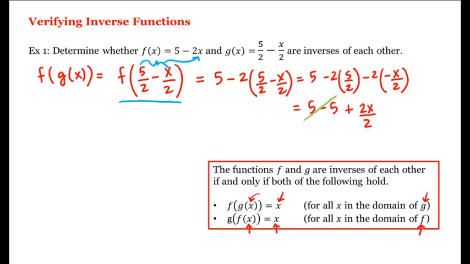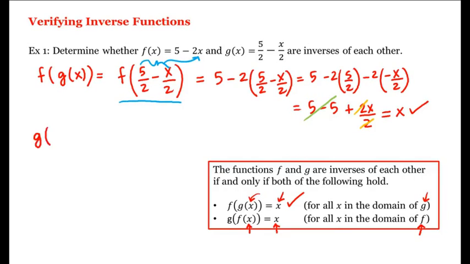And 5 minus 5 is 0. And then these 2's will cancel, which sure enough leaves us with x. So this first composition property is satisfied. However, we have to make sure the second one is also satisfied.